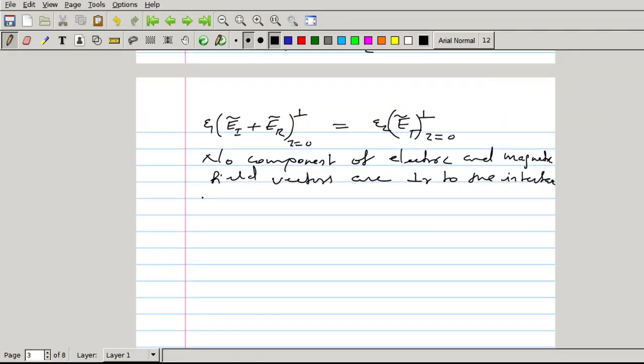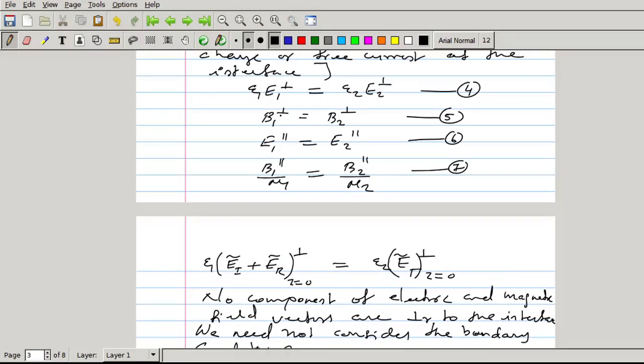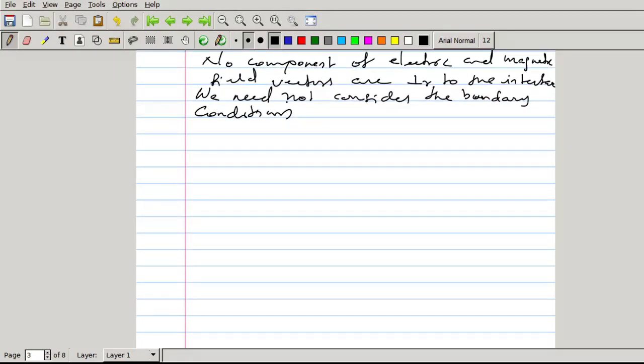So we don't need to write this equation because there is no component; we need not consider the boundary conditions first and second, which are equations 4 and 5. These equations 4 and 5 represent the components perpendicular to the interface, so we need not consider boundary conditions 4 and 5.